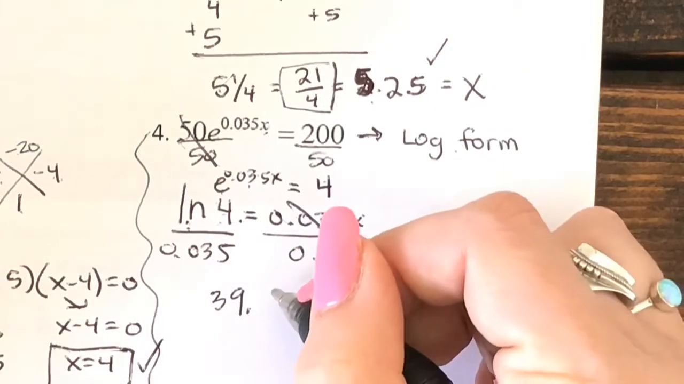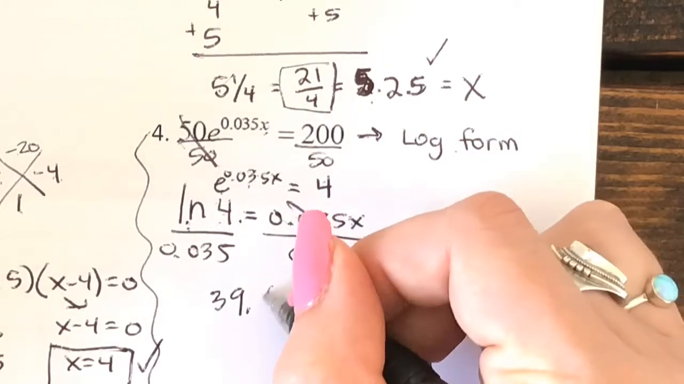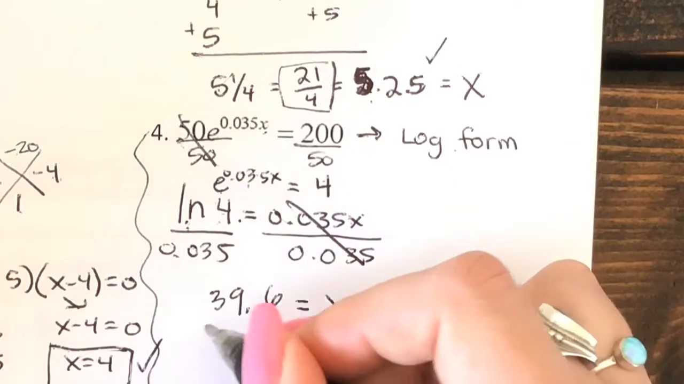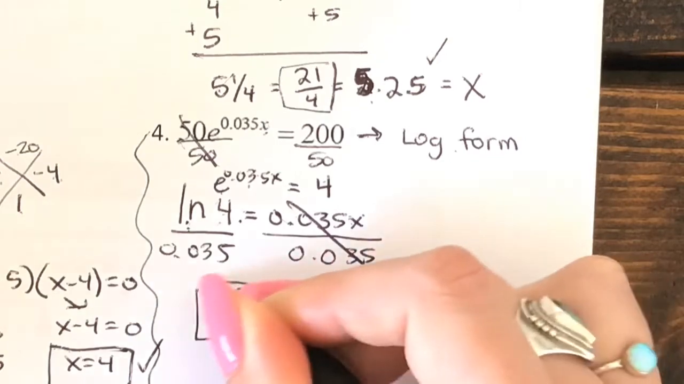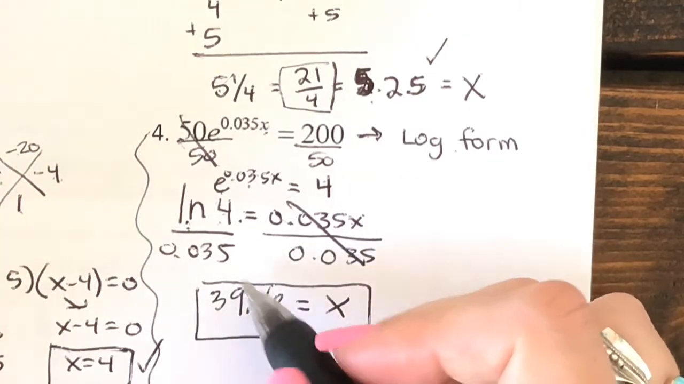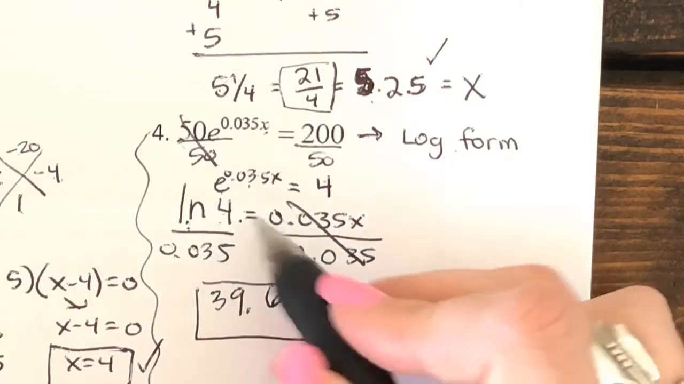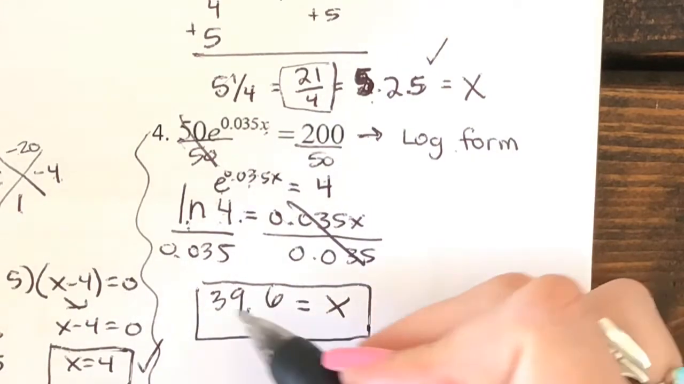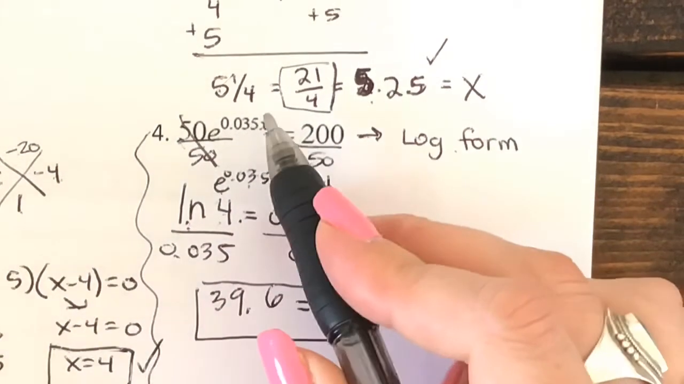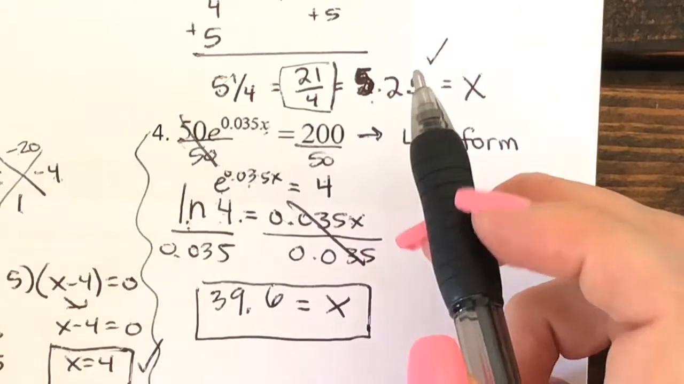And they might tell you to do like tenths place or hundredths place. We'll just do the tenths place today, 39.6. And that would be your answer. And then exponential, if I plug that in, we're not as worried about our domain on that. You can have zeros and negatives and exponentials. It's only in logarithms that we need to check it.